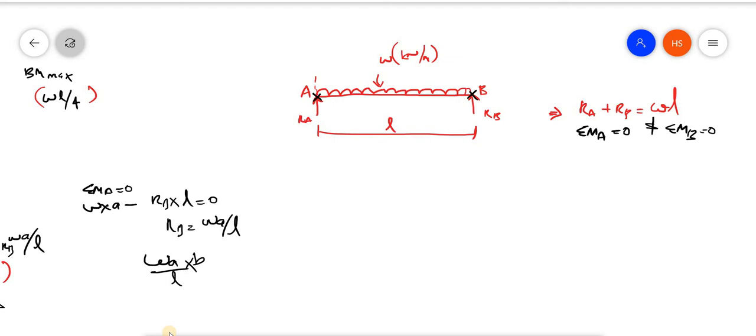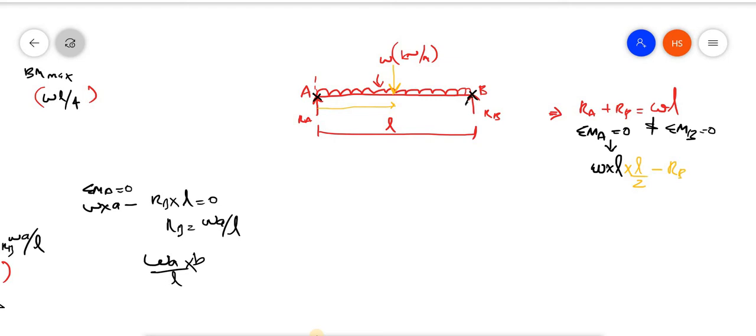That is a simply supported beam only. So I am taking sigma MA is equal to 0. The moment will be due to this UDL and due to this upward force. Due to this UDL, the load will be W into L. Now where will that load be acting? At the centroid. So the perpendicular distance will be L by 2. So W into L into L by 2 is the moment due to this UDL.